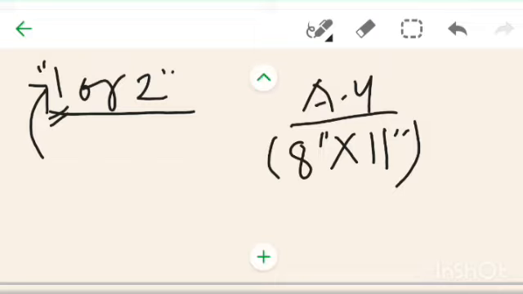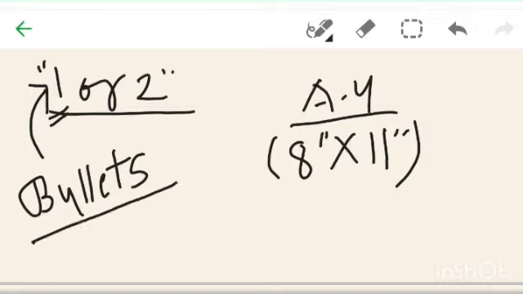Next is content. How will you write the content? Content should be broken into bullets. You will use bullet points to write your content. Don't write your content in paragraphs. It is extremely awkward to use paragraphs for writing your content. So never use paragraphs. Instead of that, write in bullets.